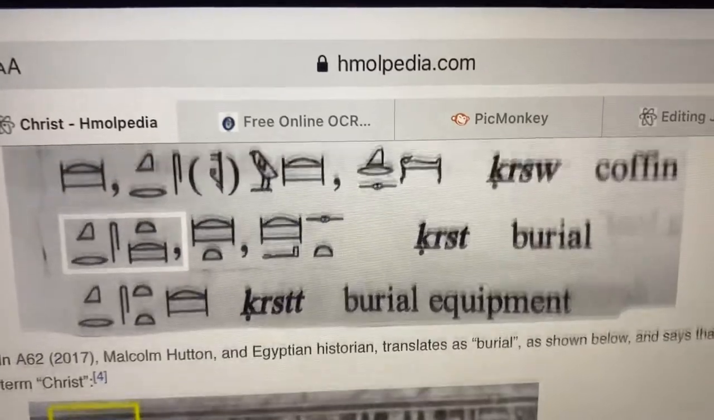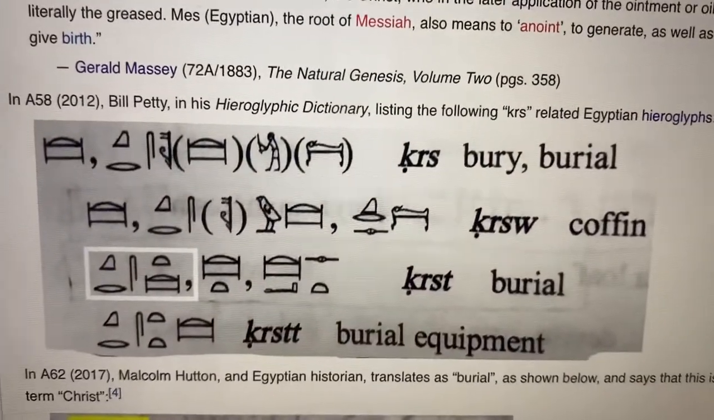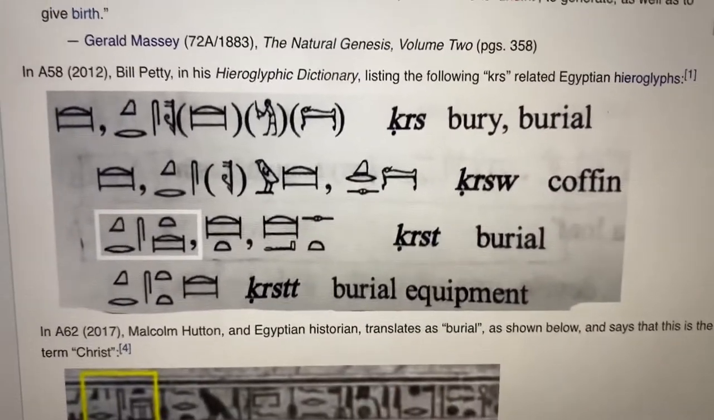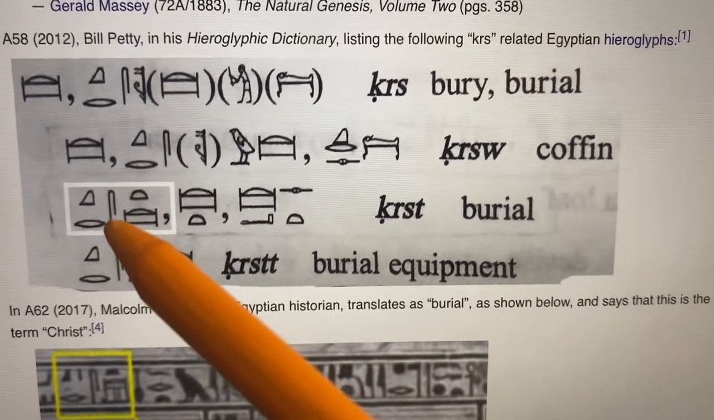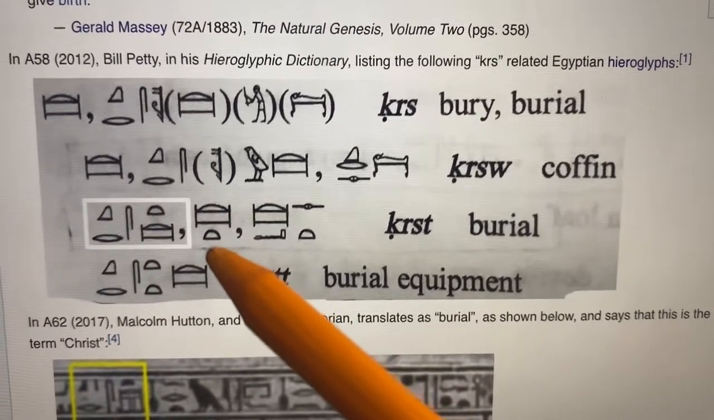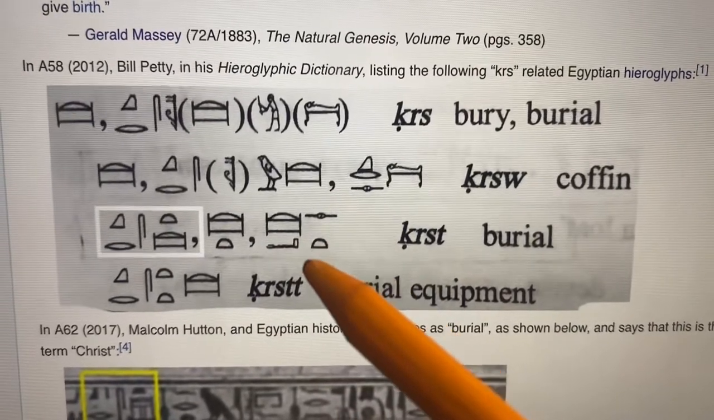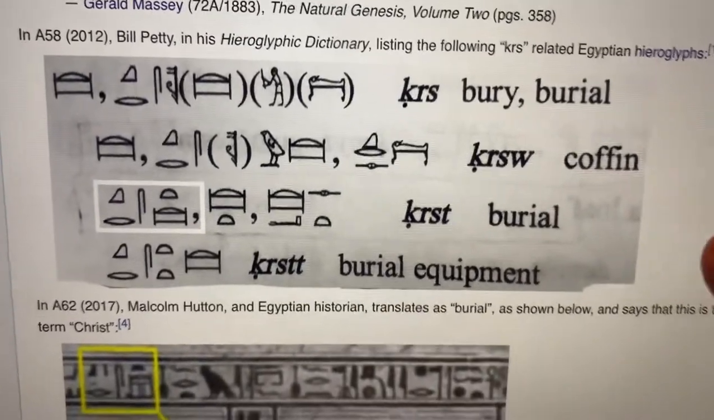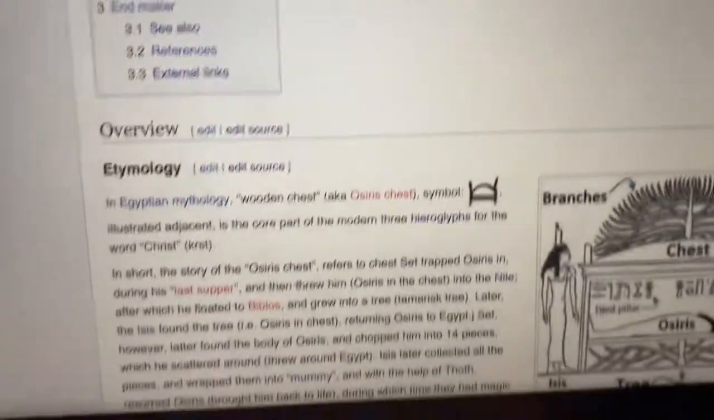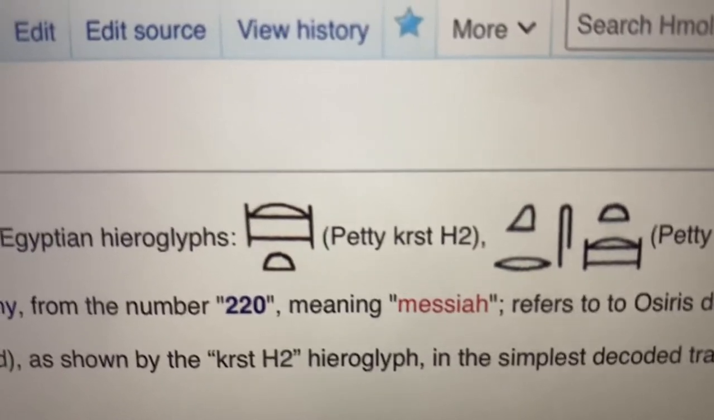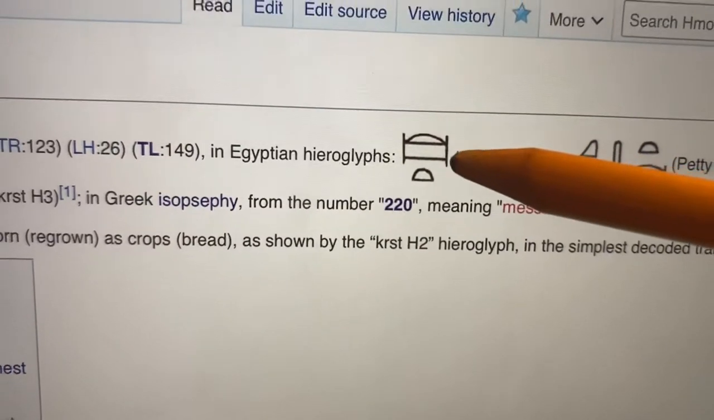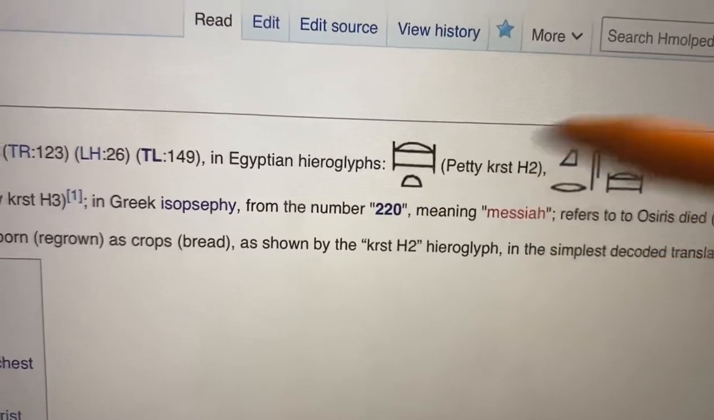And this is corroborated by Petty's dictionary, which we just looked at. So we have the main symbol here is the first one. There's the second symbol for KRST, and there's the third hieroglyphic word for KRST in Egyptian hieroglyphs. So the first easiest symbol here is this one, Petty, KRST H2. We see the Osiris burial chest here, and then we see the bread loaf.